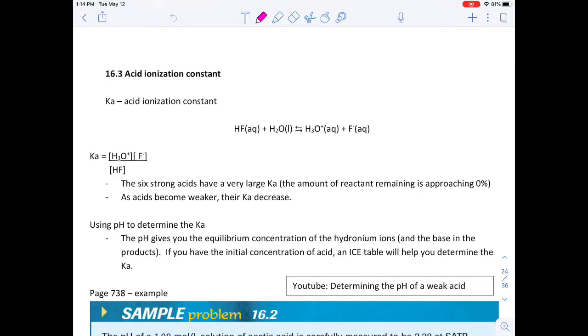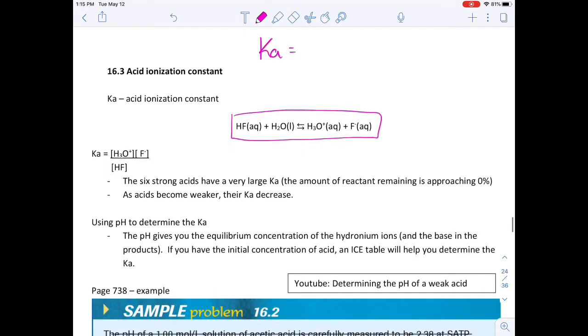The acid ionization constant, or Ka, is the equilibrium expression for an acid. The Ka is listed in your data booklet, and it is a representation of the acid in water making hydronium. So for this equation, we've got a weak acid, hydrofluoric acid, reacting with water to make hydronium and fluoride.